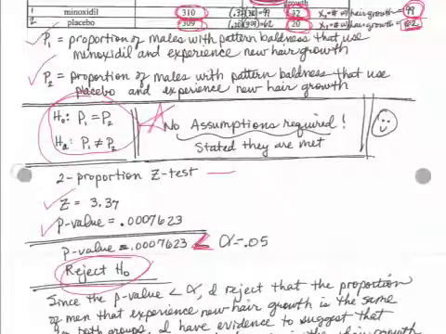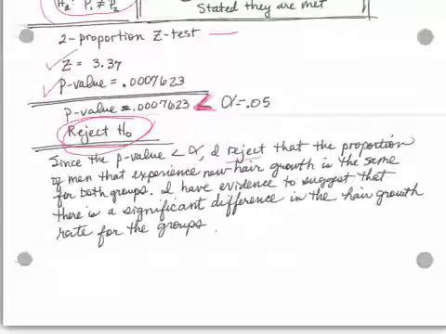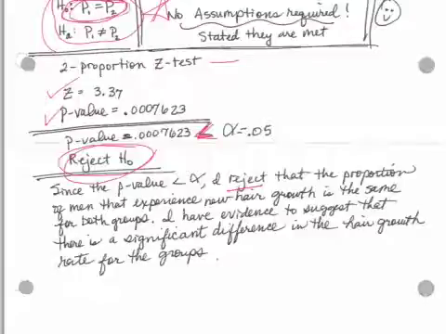So then our conclusion is going to be this. Since the p-value is less than alpha, I reject that, and then I say what the null hypothesis says. So I am rejecting that the proportion of men that experience new hair growth is the same for both groups. And since I am rejecting that, I have evidence to suggest that there is a significant difference. There actually is a difference in the rate of hair growth between the two groups.